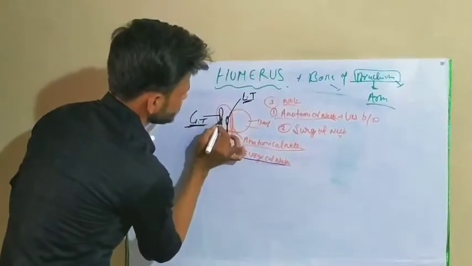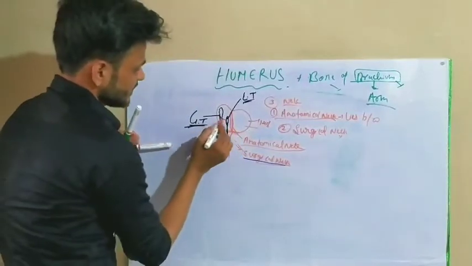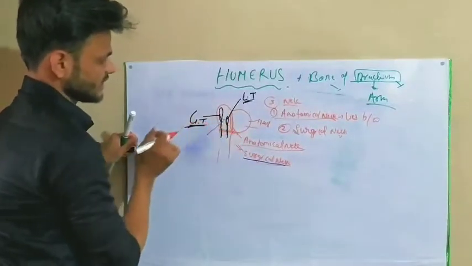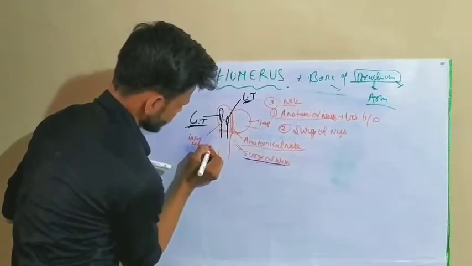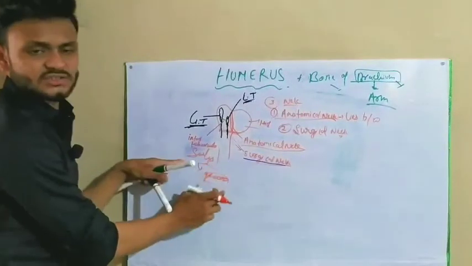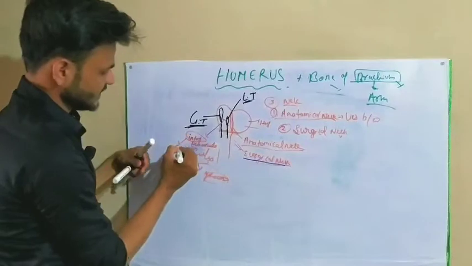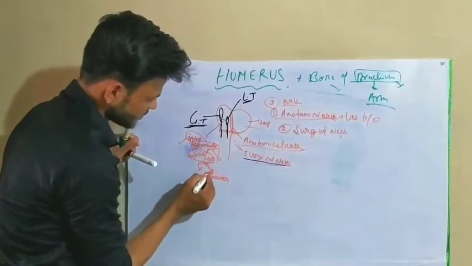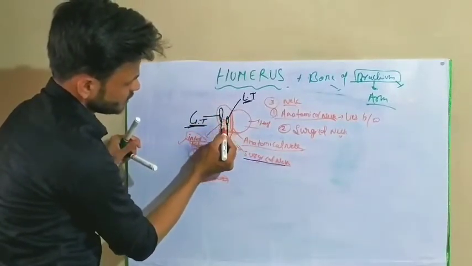In between both tubercles there is a space, a groove-like structure. This groove-like space is called the intertubercular sulcus. Sulcus means groove. Between two tubercles, a groove-like structure is present, and that is why we use the word inter, between. This space is the intertubercular sulcus.